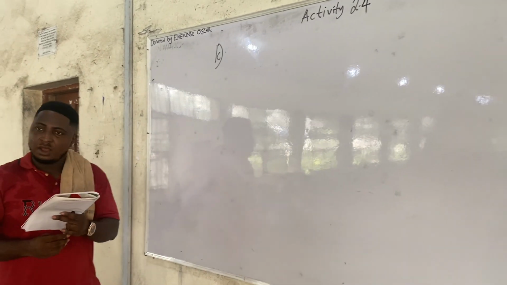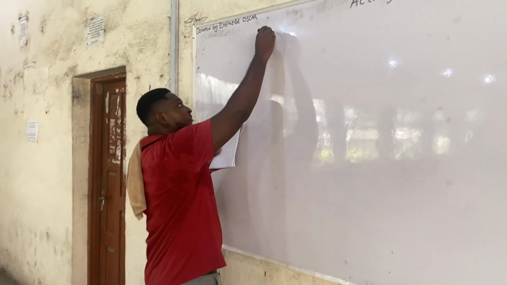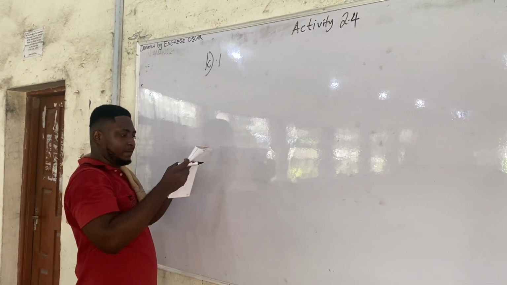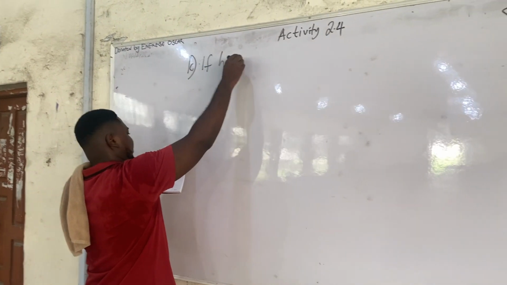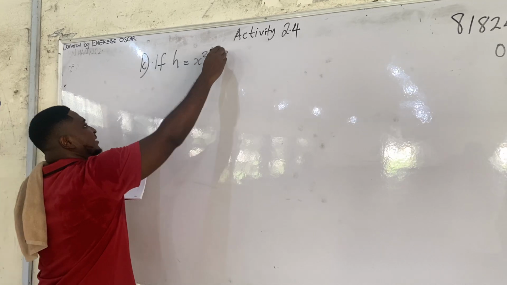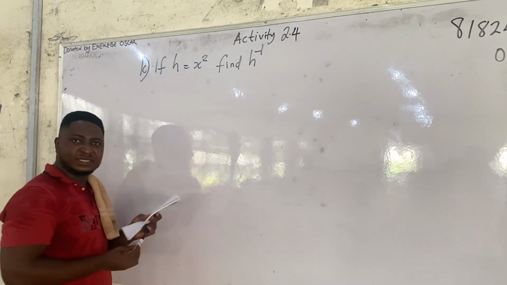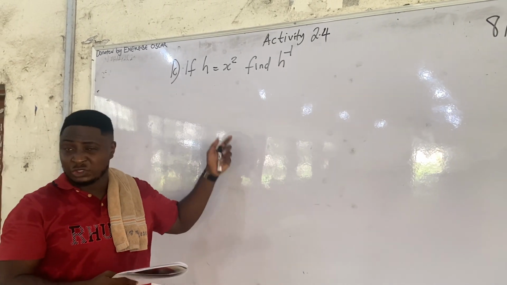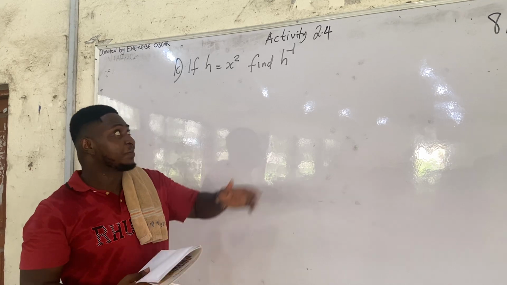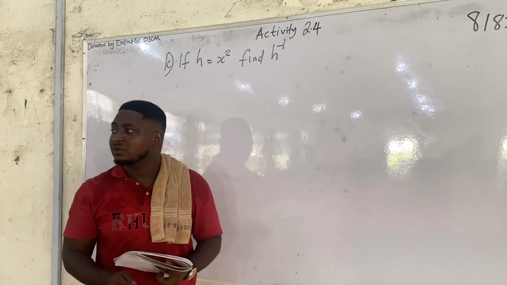Class, continuation of our Math 120 workbook assignment. They said if h of x equals x squared, find h raised to power minus 1. Please note that anytime you see the symbol h raised to minus 1, it means you find the inverse of the function.